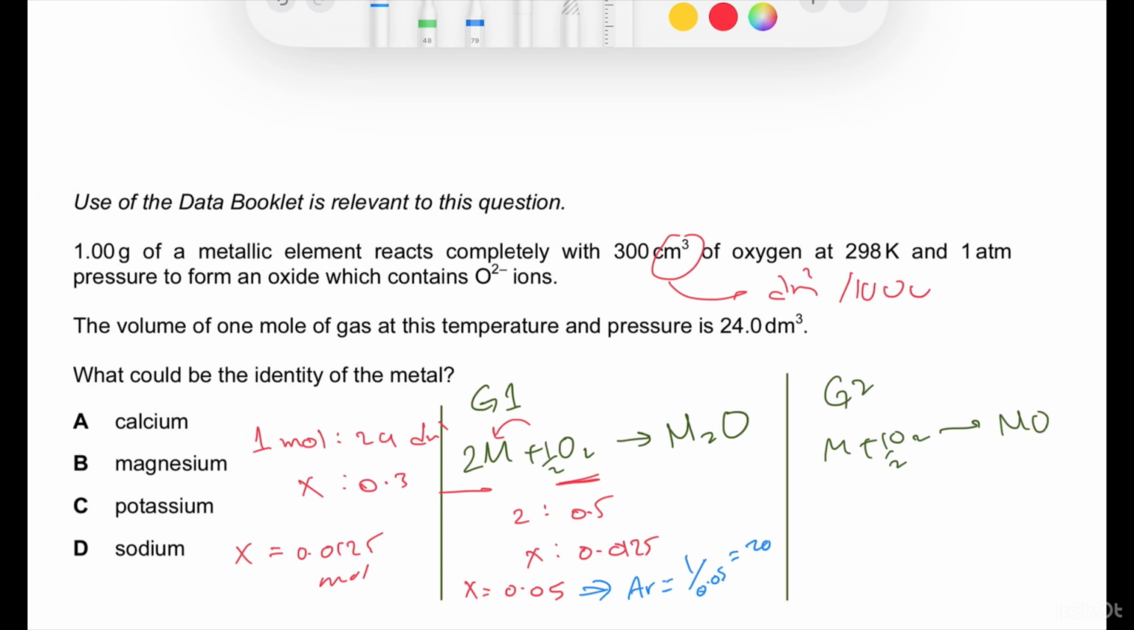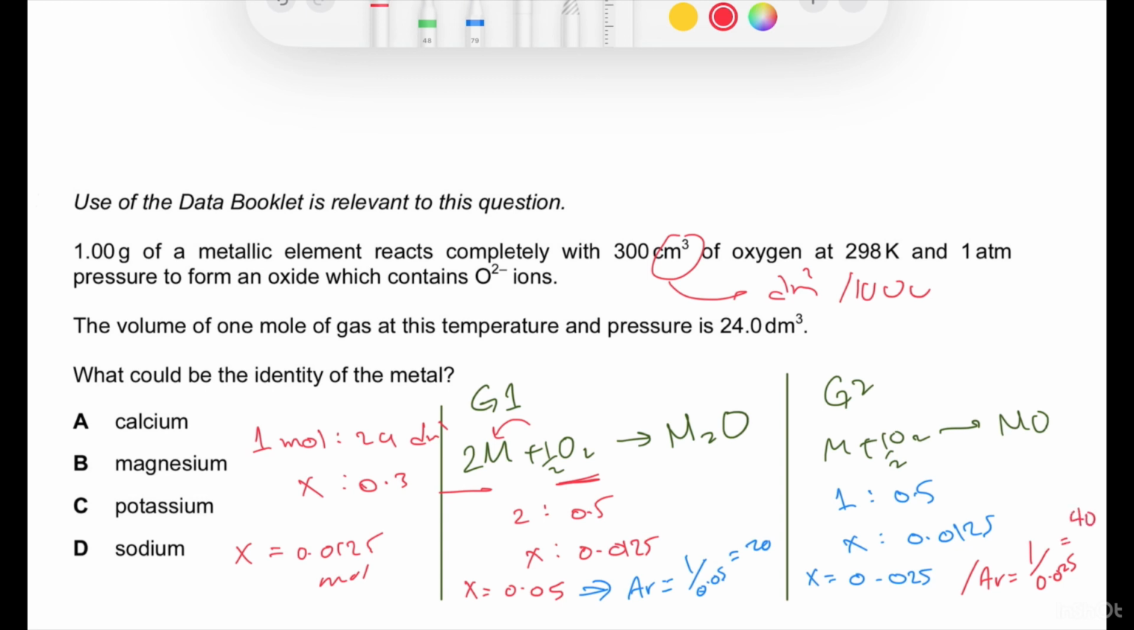The ratio is 1 to half of oxygen. The moles of oxygen are 0.0125. Here we have X, then the moles of metal are equal to 0.025. If we use this relationship, which is Ar equals 1 gram over the moles 0.025, then the answer is 40. And now let's go to the choices.